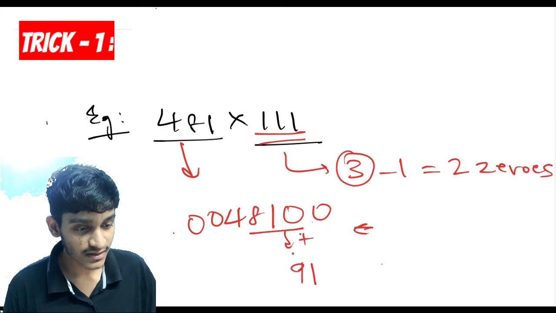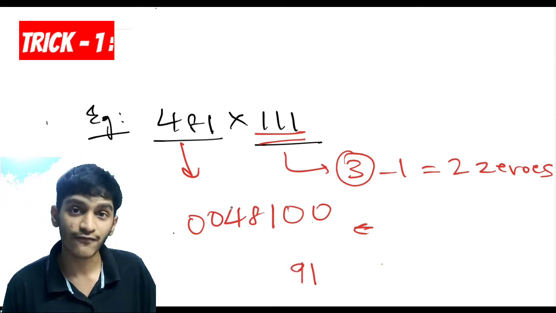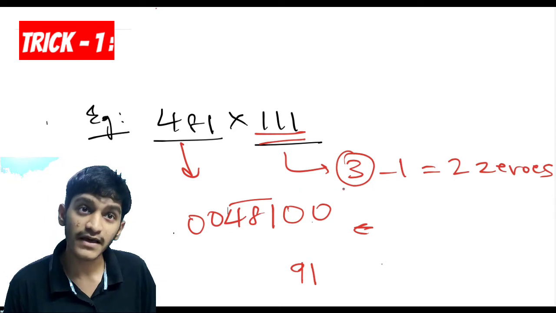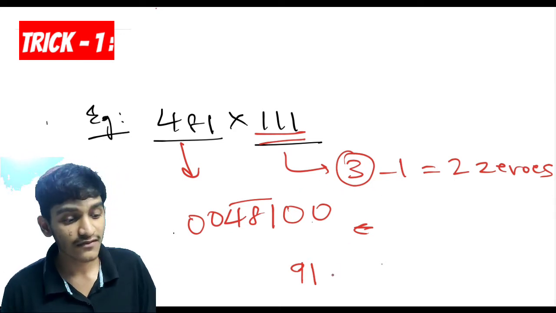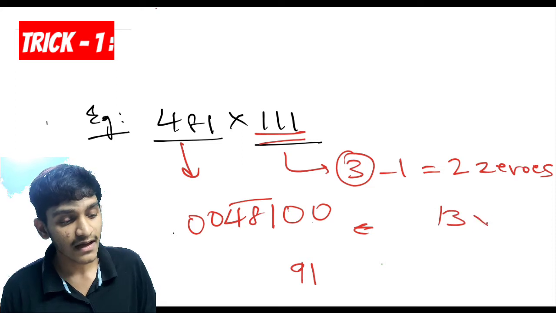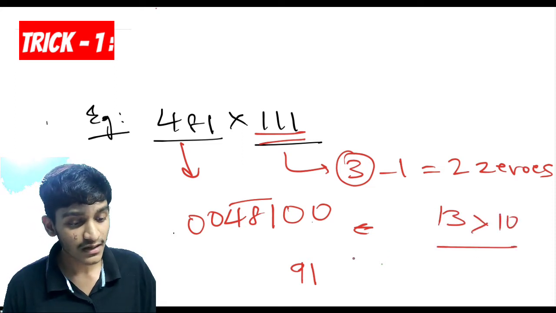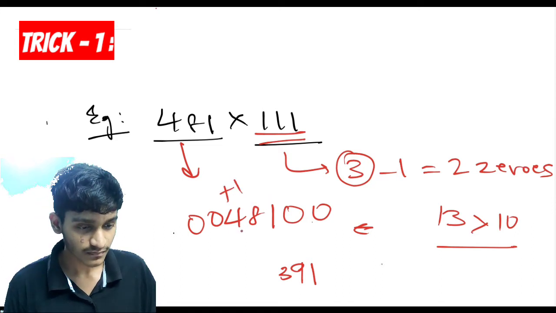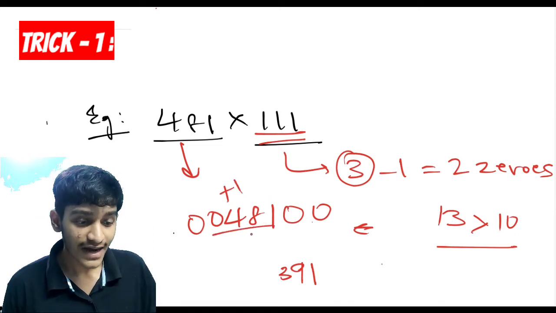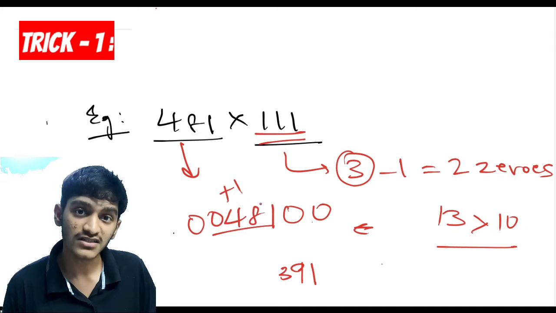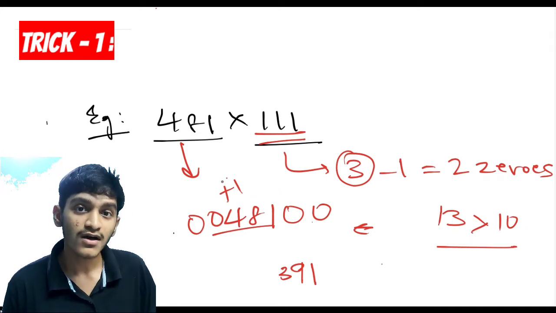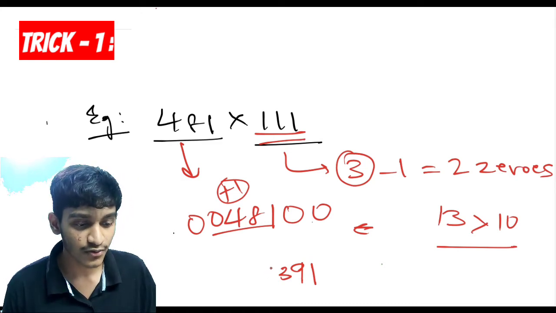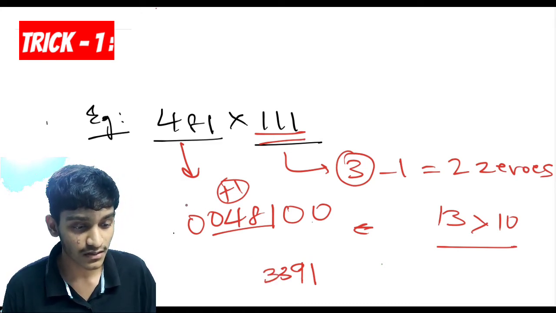Then again I'll erase all these, and I'll take these 3 numbers, which is 4 plus 8 plus 1. So 4 plus 1 is 5, 5 plus 8 is 13. Since 13 is greater than 10, you write a 3 over here and carry over 1. Now take these 3 numbers, 0, 4, 8. 0 plus 4 plus 8 is 12, and we also have a carry over here, so 12 plus 1 is 13. Since 13 is greater than 10, write the units digit over here and carry 1.